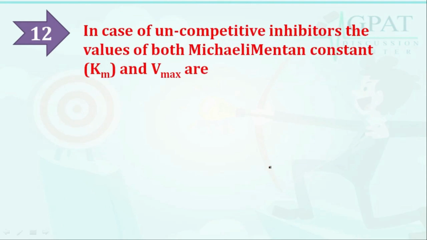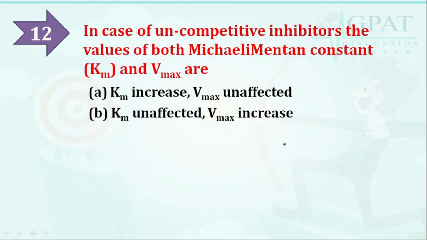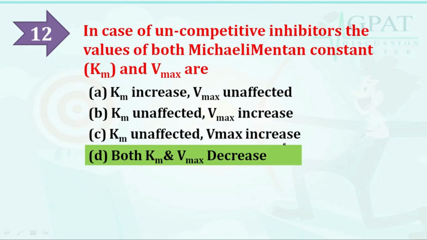So the next question is, in case of uncompetitive inhibitors, the values of both the Michaelis-Menten constant, that is Km, and Vmax are, and here the options are: A, Km increases, Vmax unaffected. B option is Km unaffected, Vmax increases, and C option is Km unaffected, Vmax increases. D option is both Km and Vmax decrease. So the answer is both Km and Vmax decrease.